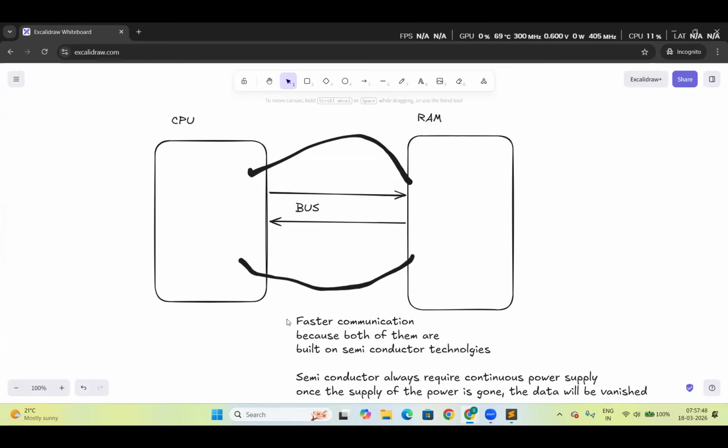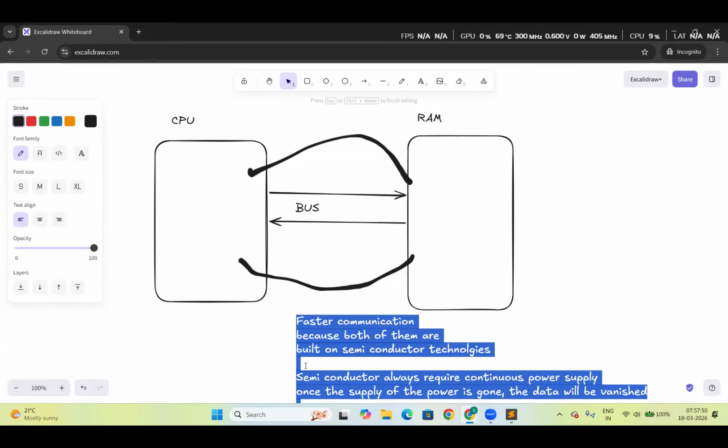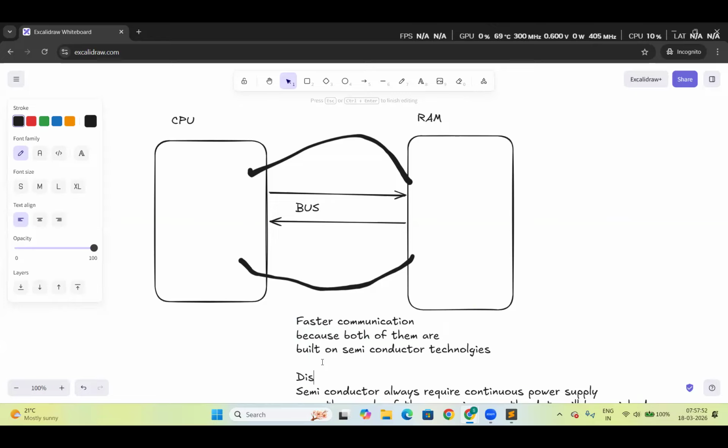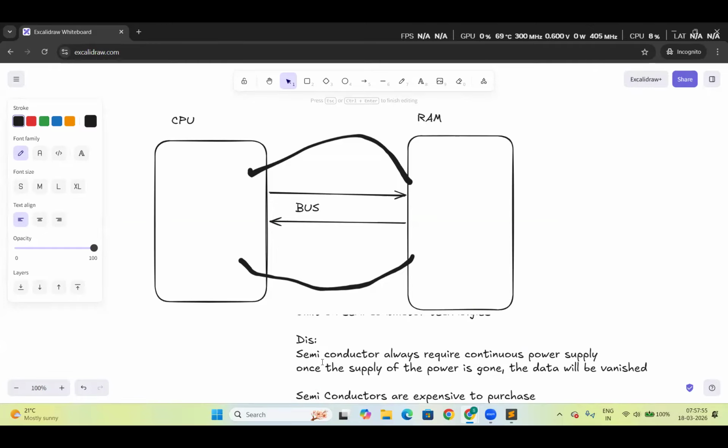Now, you see the advantages, I'll have a faster communication. But the main disadvantage of this architecture is, as a semiconductor, I always need to have power supply. Once the power supply is gone, I cannot capture any data or something like that.